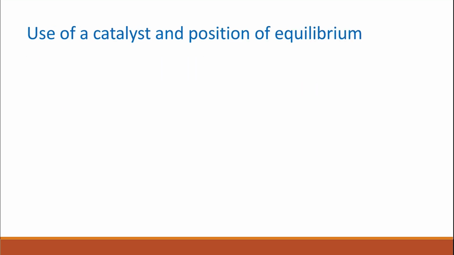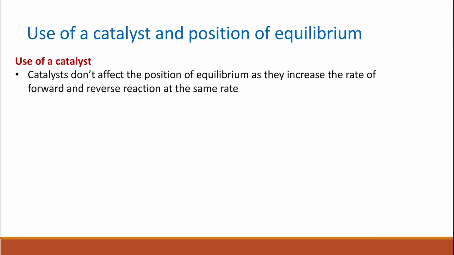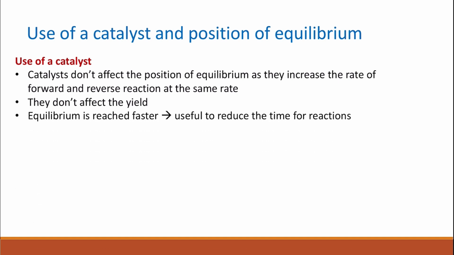lower yield. The use of the catalyst and the position of equilibrium. When you use a catalyst, the catalyst will increase the rate of both the forward and reverse reaction at the exact same rate, which means that it will not affect the concentration of the reactants or the products. It will just help to reach the equilibrium faster.